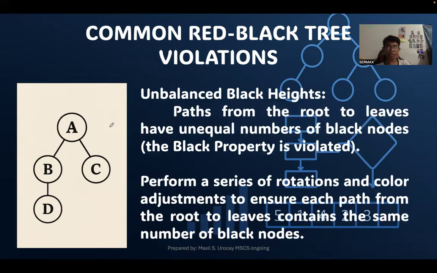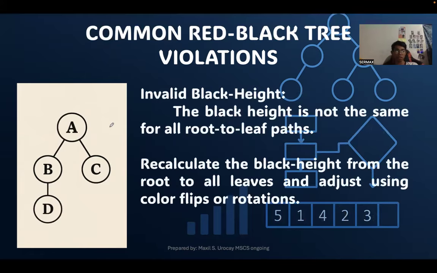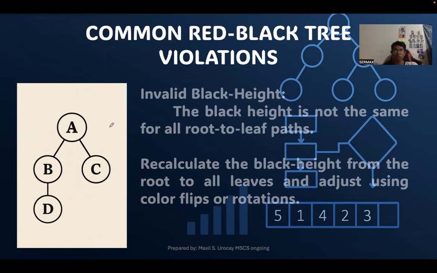And then balance black height. Paths from the root node to leaves have unequal numbers of black nodes. The black property is violated. So perform a series of rotations and color adjustments to ensure each path from the root to leaves contains the same number of black nodes. If the black height of the left subtree and the right subtree is unbalanced, we might consider a rotation or switching of the color in the process. And invalid black height as well. The black height is not the same for all the root to leaf paths. Recalculate the black height from the root to all leaves and adjust using color flips or rotation. So that's what's going to happen.